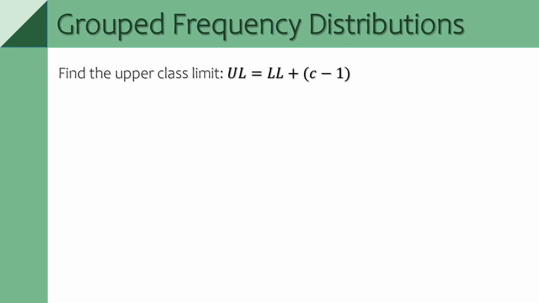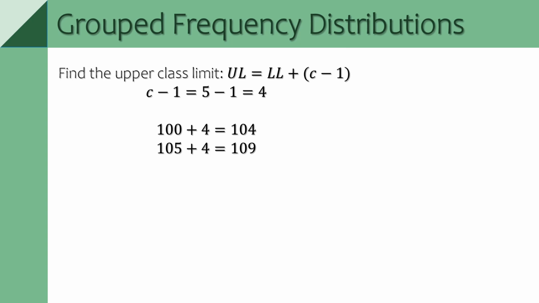So para ma-identify natin yung upper limit, mag-a-add tayo ng C minus 1. So yung C natin ay 5. Tama. Okay, so minus 1 is equals to 4. So yung 4 na to, i-add natin sa lower limit natin. So yung kanina, meron tayong 100 plus 4 is equals to 104. 105 plus 4 is equals 109. 110 plus 4 is equals to 114.